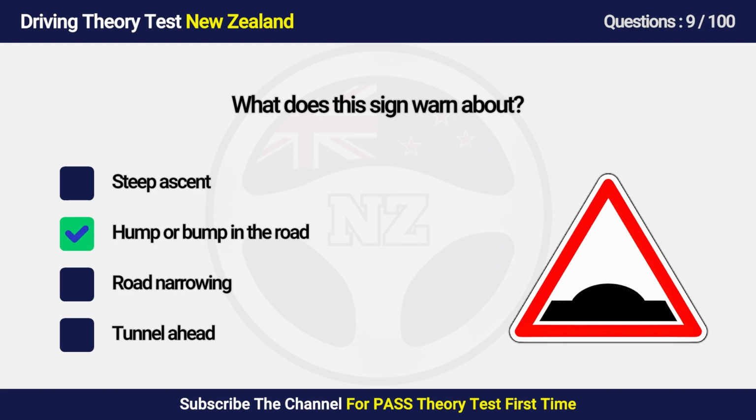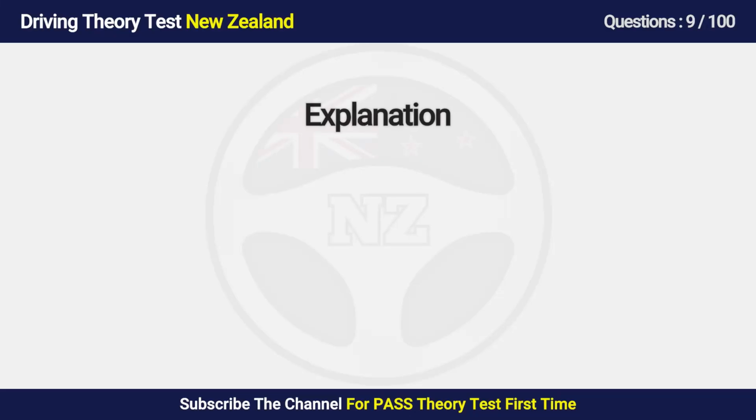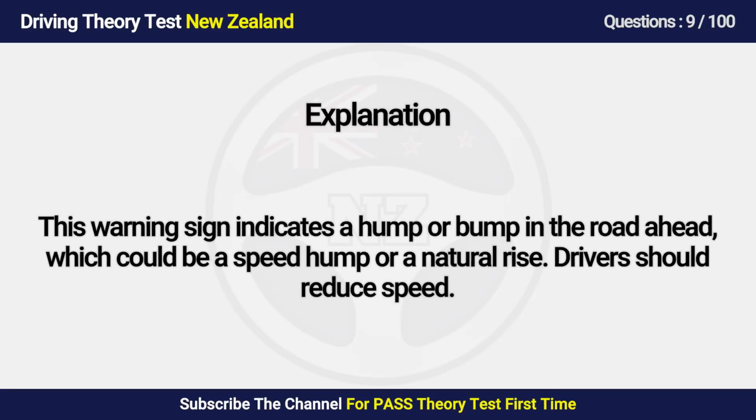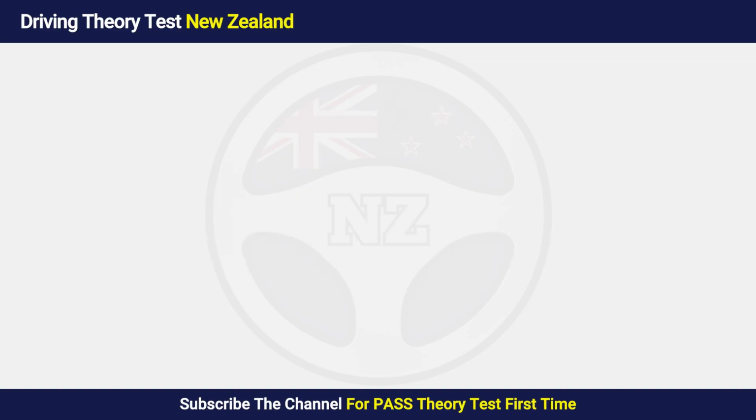Answer is B. Hump or bump in the road. This warning sign indicates a hump or bump in the road ahead, which could be a speed hump or a natural rise. Drivers should reduce speed.